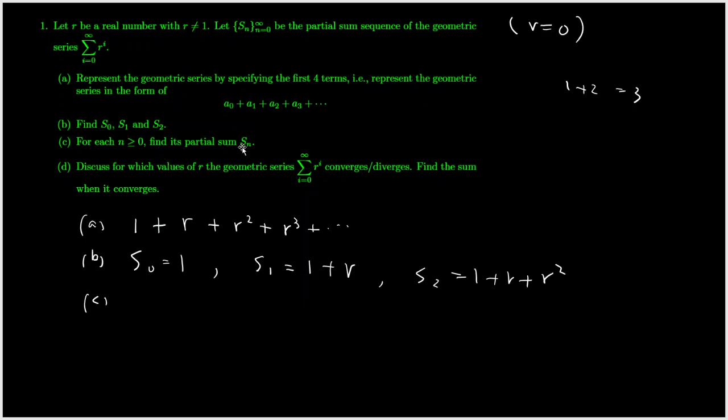In C, now we are going to find any partial sum for any value of n. I did not know how to write the question properly, but you see the meaning. Sn means the sum of the first n plus 1 terms, starting from term 0 to term n. If you use the dot dot dot notation, it means 1 plus r, and then plus up to r to the power of n, the sum of the first n plus 1 terms, term 0, term 1, up to term n, right?